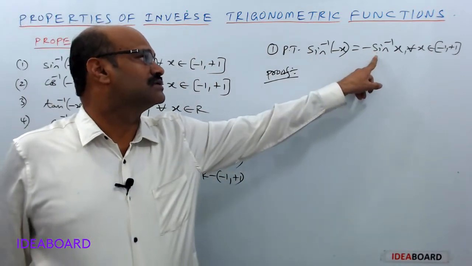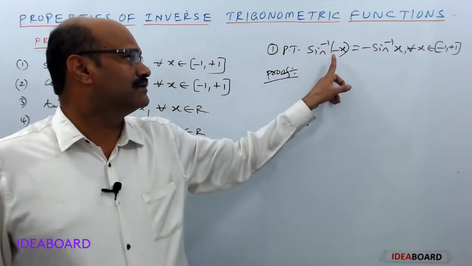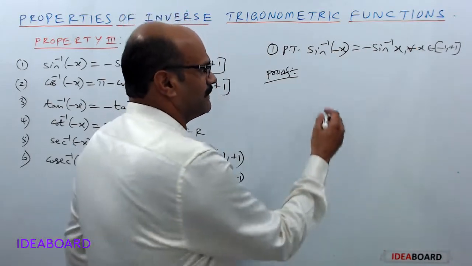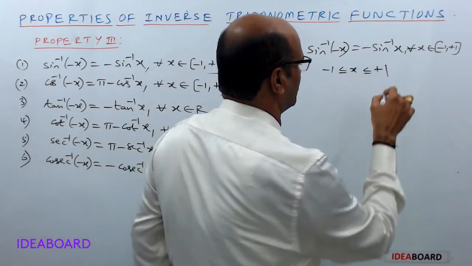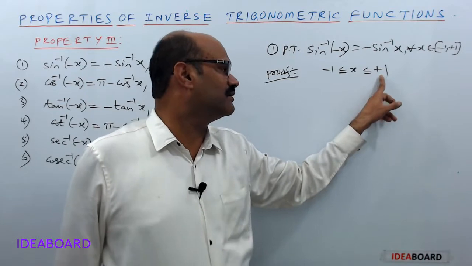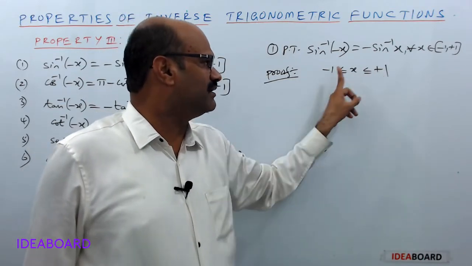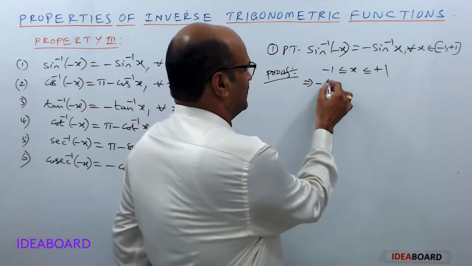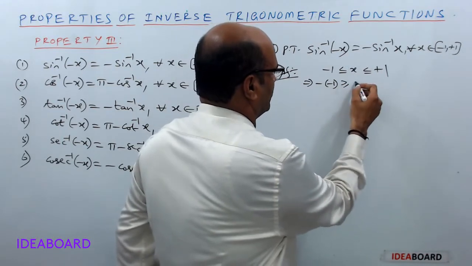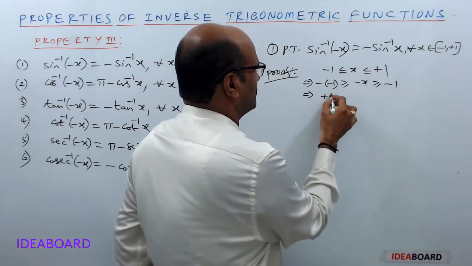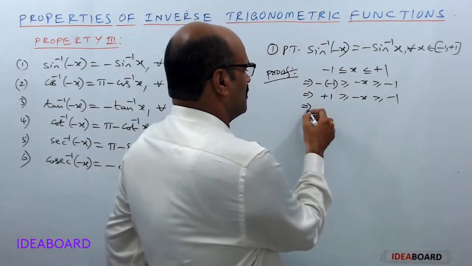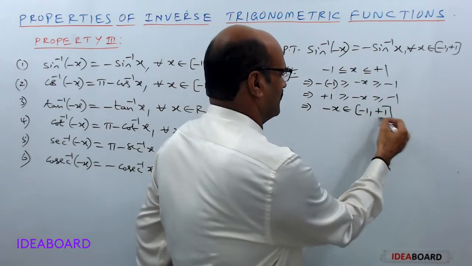Now, to prove this, first we have to verify whether minus x belongs to minus 1 to plus 1 or not. It's given that minus 1 less than or equal to x less than or equal to plus 1. Multiply the given inequality by minus. So it implies plus 1 greater than or equal to minus x greater than or equal to minus 1. It implies we have minus x belongs to minus 1 to plus 1.